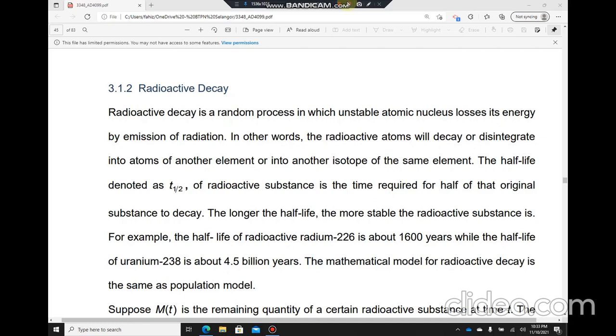Next topic is radioactive decay. Radioactive decay is a random process in which an unstable atomic nucleus loses its energy by emission of radiation. In other words, the radioactive atoms will decay or disintegrate into atoms of another element or into another isotope of the same element. The half-life, denoted as T half, of a radioactive substance is the time required for half of that original substance to decay. The longer the half-life, the more stable the radioactive substance is.